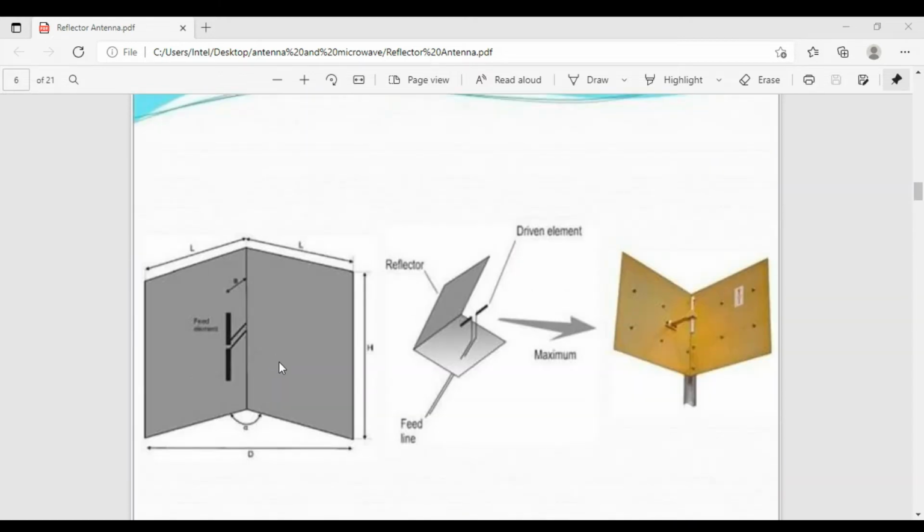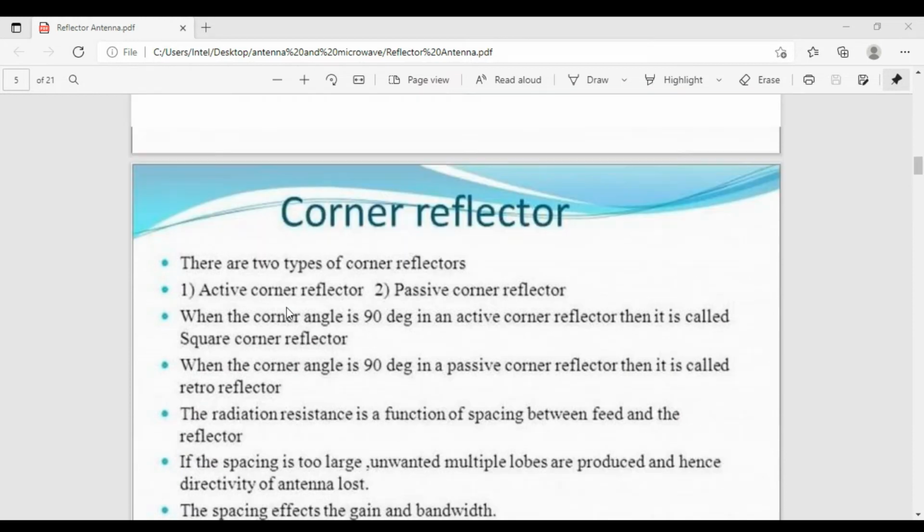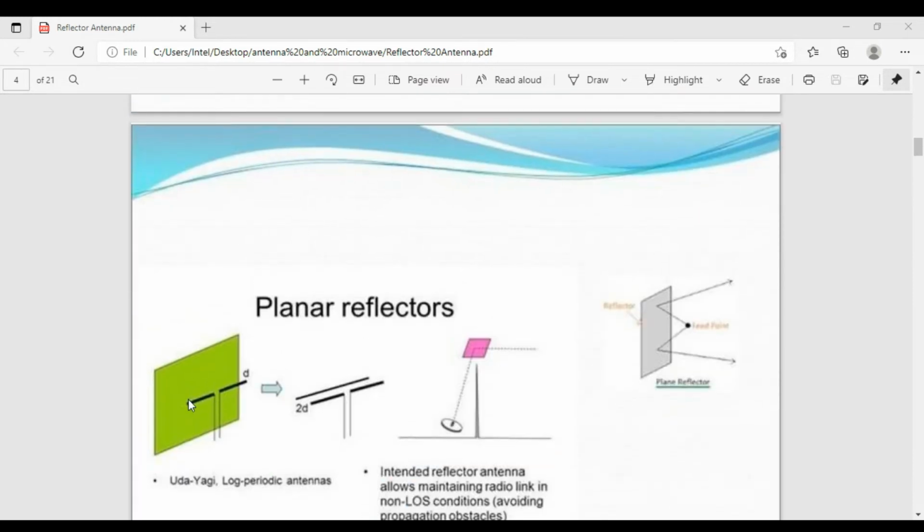It may be a flat type reflector, or it may be a corner reflector. Flat means it is simply flat, while the corner reflector has a small slant. Here it is a flat reflector. The primary antenna here, this rod, is a dipole antenna. The dipole antenna will give the signal to the flat reflector.